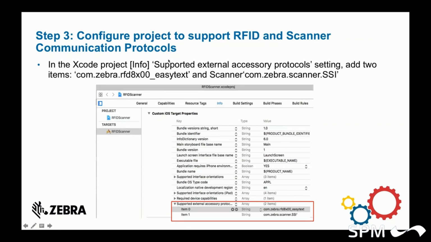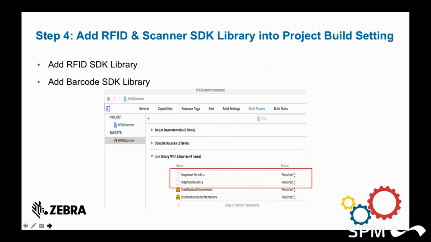Step 3, the application project info tab. Add the 2 entries in the settings for the RFID communication protocol. So first one, you need to enable the RFID ASCII text protocol. The second item, you need to enable the scanner SSI protocol. Okay, let's go to step 4. So also you need to make sure you add the RFID and scanner SDK libraries into the project build settings.